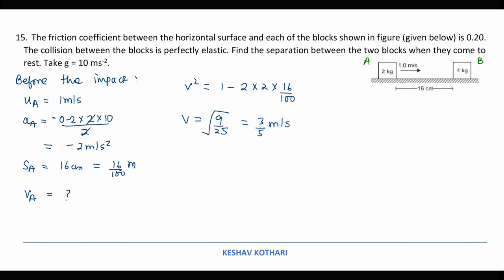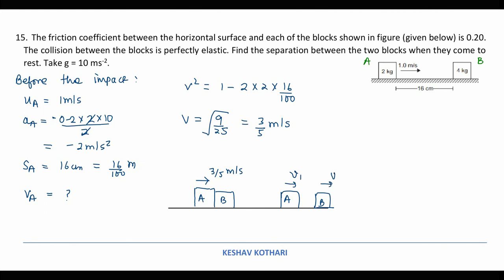So now we can break this problem in this way: we are considering a problem in which the two blocks A and B are colliding like this. The velocity of A before collision is 3 by 5 meter per second, and after the collision we consider that A and B are moving with the speeds v1 and v2 respectively, and the nature of the collision is stated to be perfectly elastic.